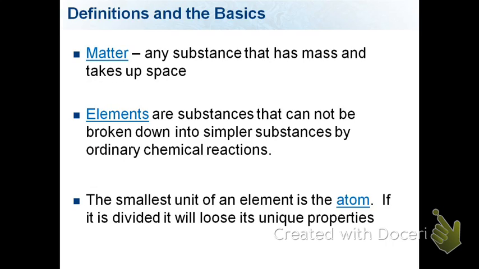A couple of really basic definitions that I'm hoping you already know. Matter is anything that has mass and takes up space, so pretty much everything. Elements are substances that cannot be broken down into simpler substances by ordinary chemical reactions. There's a periodic table that we'll go over. And the smallest unit of an element is an atom. If you split an atom, it no longer has its properties.